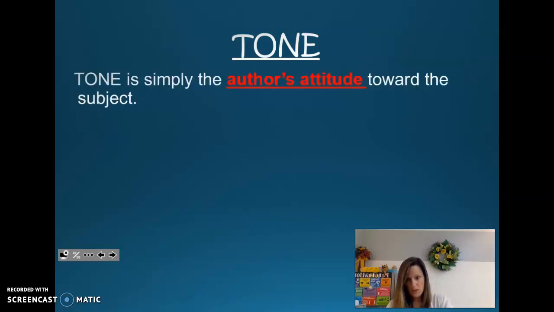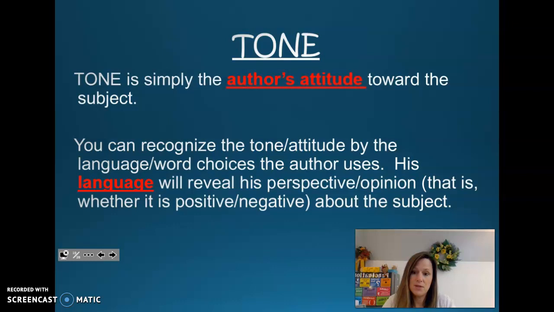Okay, so tone is the author's attitude toward the subject. So make sure you're writing in author's attitude. All of the red underlined font words are the ones that you are filling in your graphic organizer or your note sheet. You can recognize the tone by the language or word choices that the author uses. His language will reveal his perspective or opinion, that is, whether it's a positive or negative opinion about the subject. So, tone is really important. We can understand by reading a passage whether an author is thinking positively or negatively towards something.